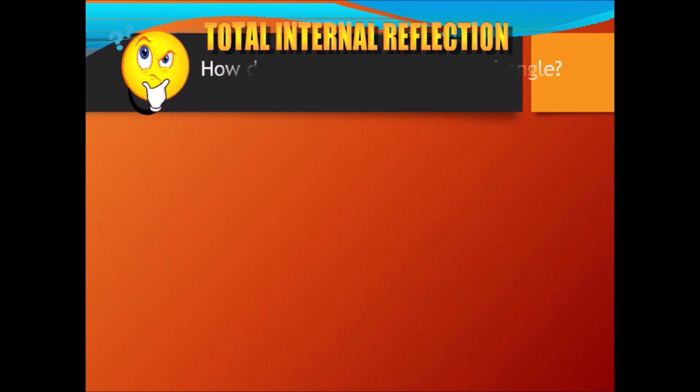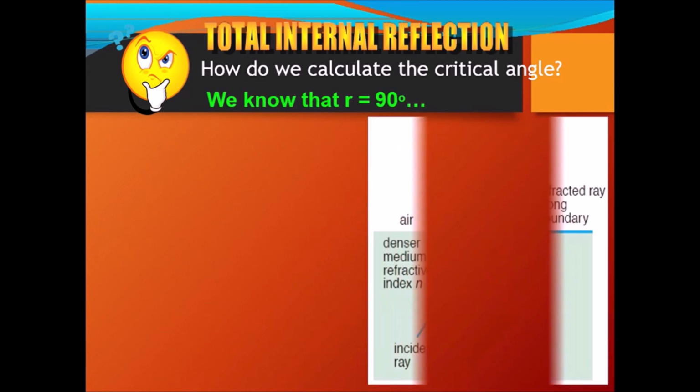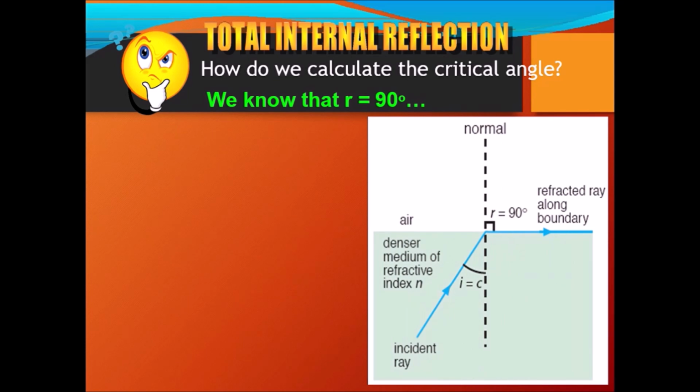Now, how do we calculate the critical angle? That is something very important. We know that the angle of refraction has to be 90 degrees, so the critical angle is that angle of incidence at which the angle of refraction is 90 degrees. Let us see how to calculate this. For example, let's say I have two media. This is water, or let's say glass, which is denser, and this other medium is the rarer medium, that is air. I am calling the denser medium N1 and the rarer medium N2.